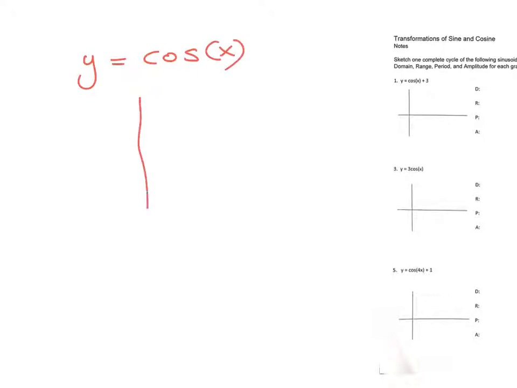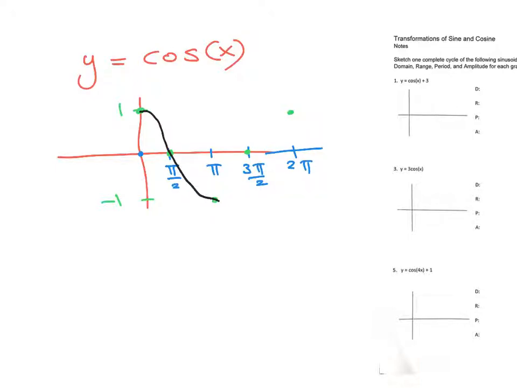Now, in order to graph the cosine, I'm going to be using the angles 0, pi over 2, pi, 3 pi over 2, and 2 pi. Now cosine of 0 is 1. Cosine of pi over 2 is 0, then negative 1, 0, 1. So the graph of a cosine function looks like this. It's like a dip.